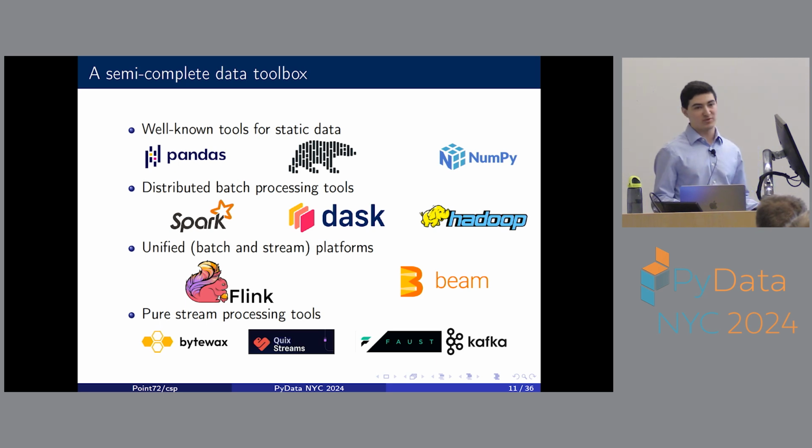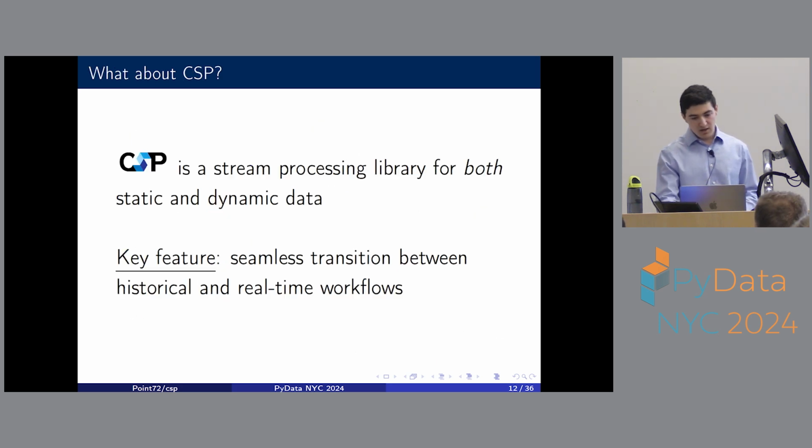But you might have a real-time deployment where you want to just use a pure stream processing tool, which will optimize the deployment of your application. And these include tools like Bytewax, Quix, Faust, and Kafka. So where does CSP fall into this toolbox? CSP is a stream processing library, so it falls into that fourth and final category.